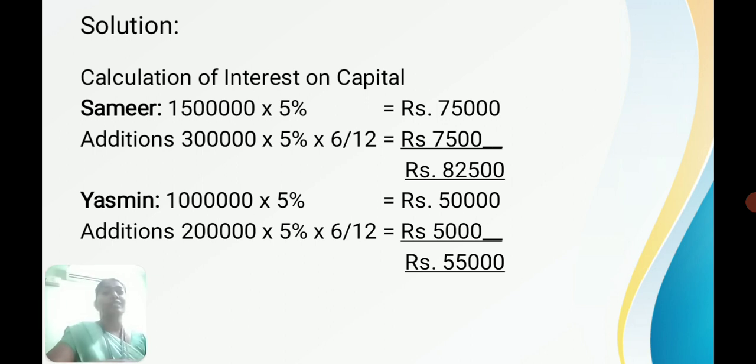Next Yasmin. Yasmin introduced rupees 10 lakh as opening capital. So for that, 5% is 50,000. The addition was also introduced on 1st July 2010. So for 2 lakh, 5% for 6 months is 5,000. Total interest on capital is 55,000. So we calculated the interest on capital. Then we go for the capital account.